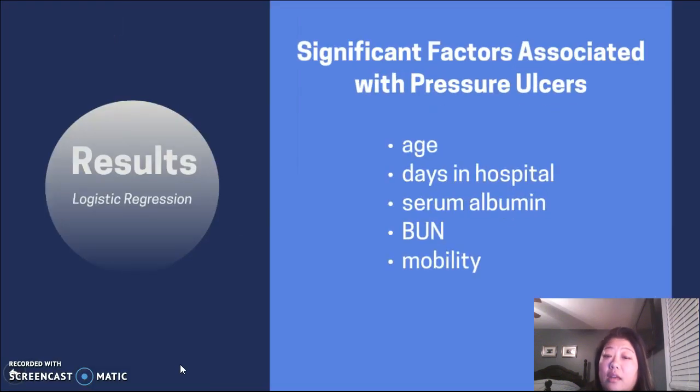In this study, the logistic regression model indicated 5 factors associated with pressure ulcers: age, days in the hospital, serum albumin, BUN, and mobility.